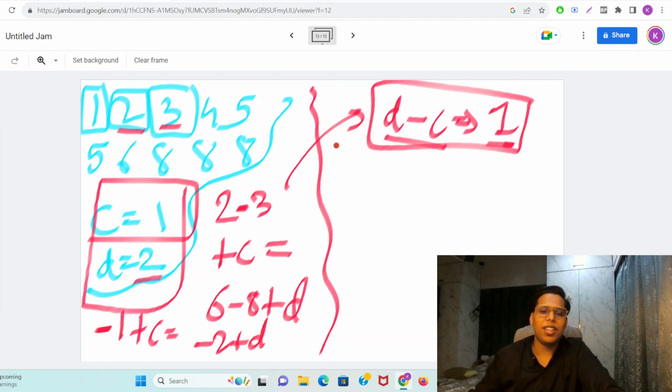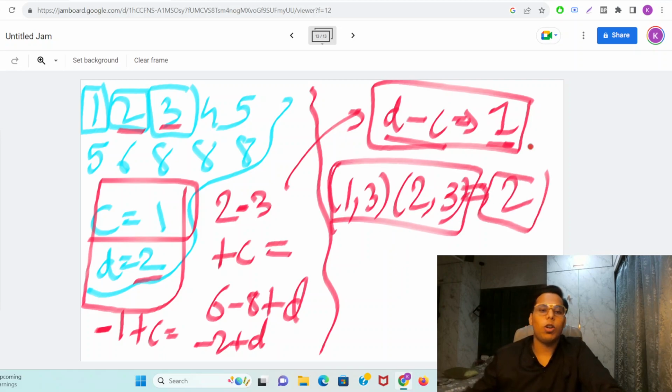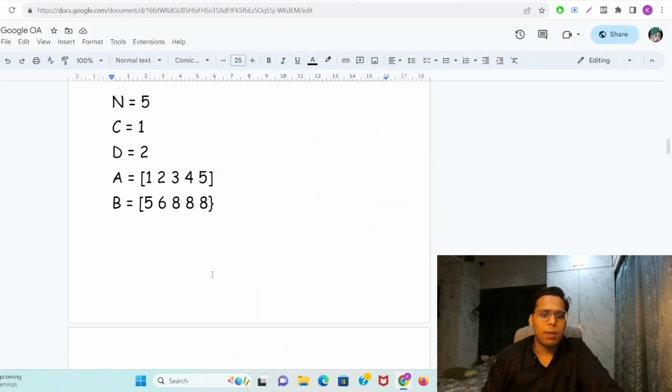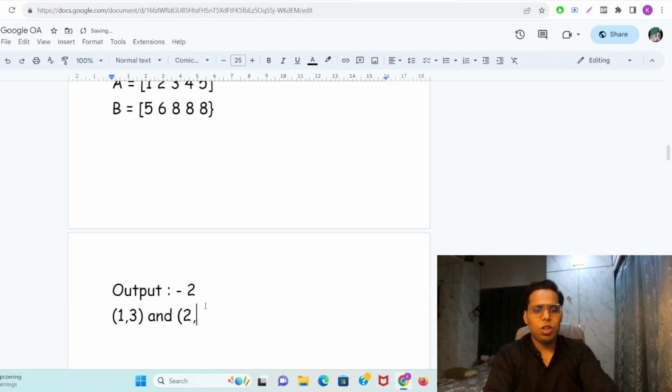So guys, in our particular case, we can say that 1 comma 3 and 2 comma 3 are the only valid pairs. So the total output will be 2 because there are two valid pairs. So let's update it. Output is 2. Why? What are the two valid pairs, guys? 1 comma 3 and 2 comma 3. The other pairs you can check, they are not valid.